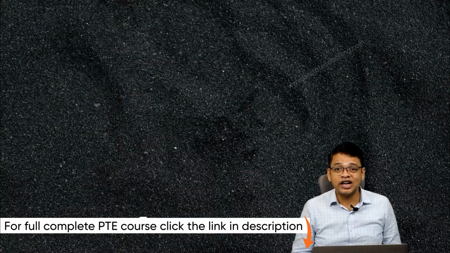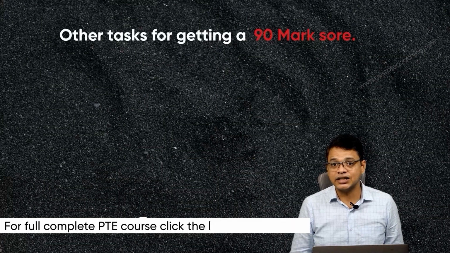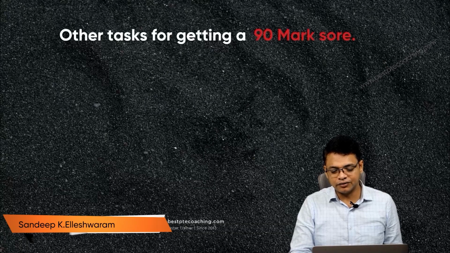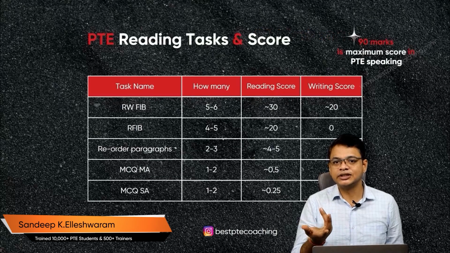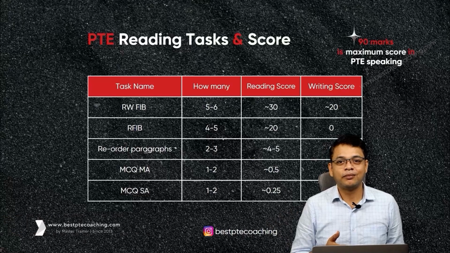The ultimate score anybody can achieve in reading as a skill is 90 marks, 90. But now if you calculate all these up, 30, 20, 50, 55, 56, you are reaching, correct? Sometimes 60, right? But what about the remaining scores? Where do they come from? I'll show you.